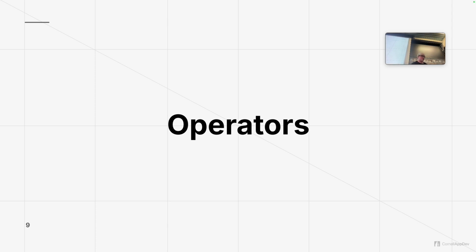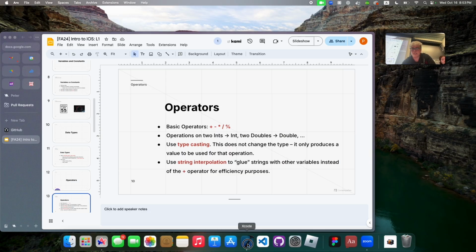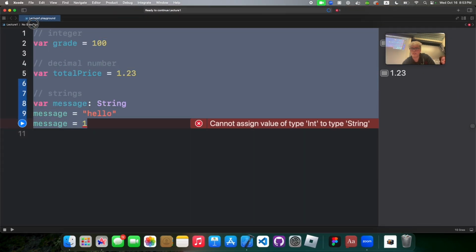Cool. Okay, so some operators now. There are some very basic operators, such as adding, subtracting, multiplication, division, and also modulo, which is that percentage sign right there. So real quick, before we move on in this slide, I want to just show this.